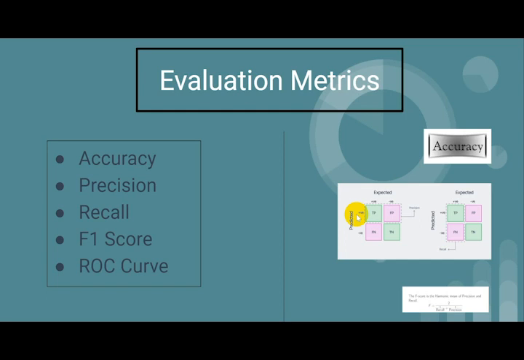Precision, a metric that measures the proportion of true positives, correctly predicted instances of cyberbullying, among all instances predicted as positive, including both true positives and false positives. A high precision indicates that the model is accurate in identifying cyberbullying with fewer false positives.